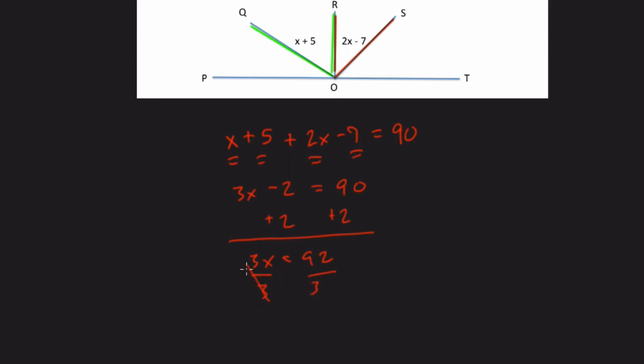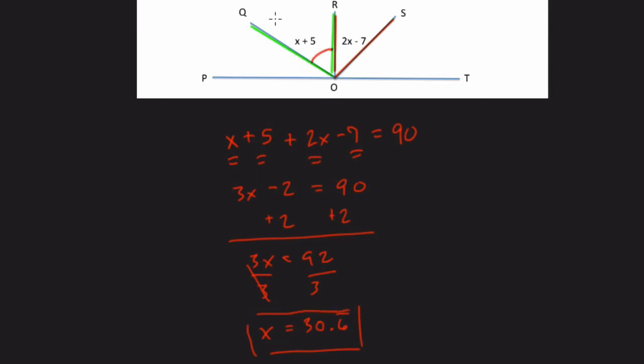I know that 3 goes into 90 30 times, but it goes into 92 30 times with a remainder of 2. So I can say this is 30 and 2/3, or 30.6 repeating. That's our x value here. We can plug that in to get the values of our angles.